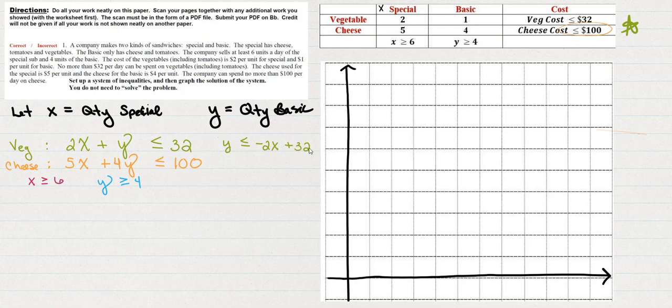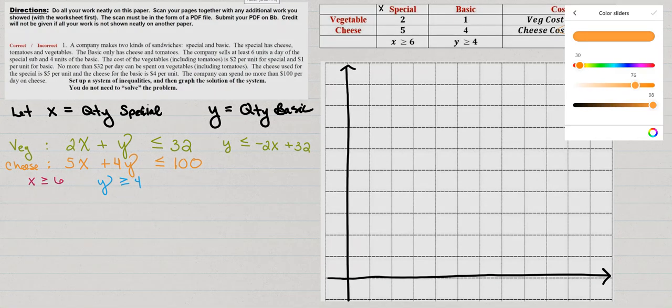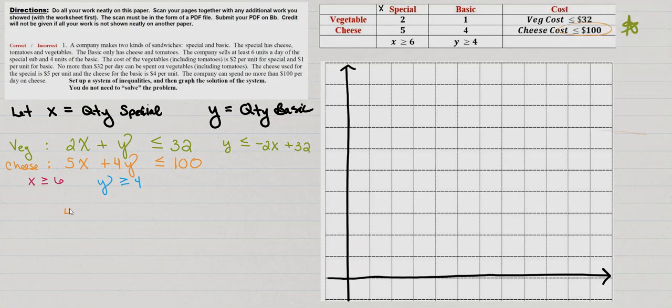32. For the cheese, a little bit more challenging, not that much, but let me change the color so that we match up. If I subtract the 5x from both sides, 4y is less than or equal to negative 5x plus 100. And then when I divide by 4, what I get is that y is less than or equal to negative 5/4, so negative 1.25, x plus 25.